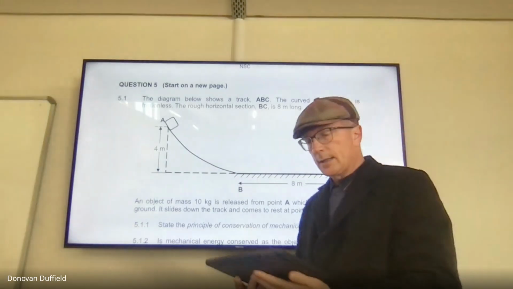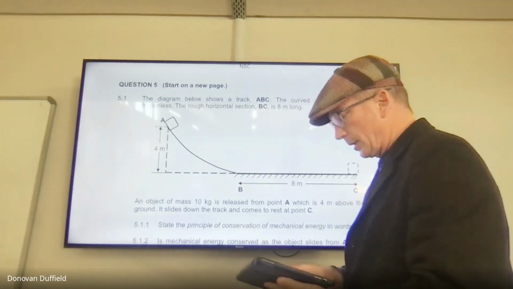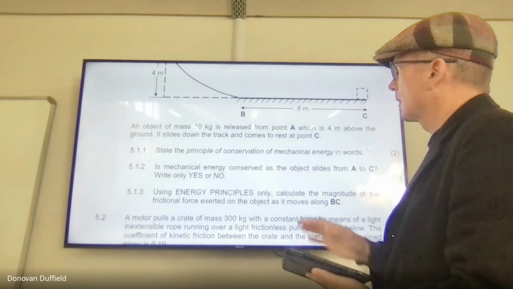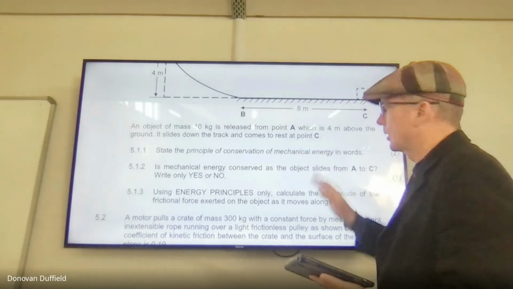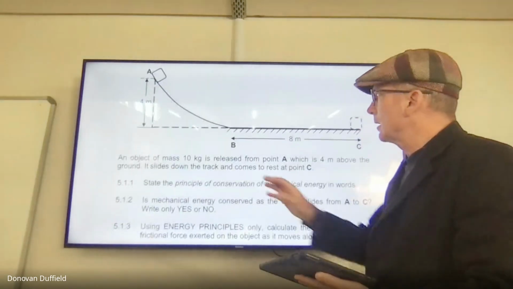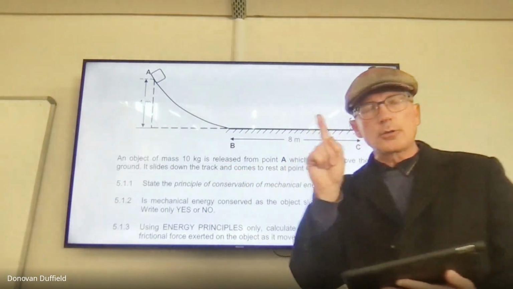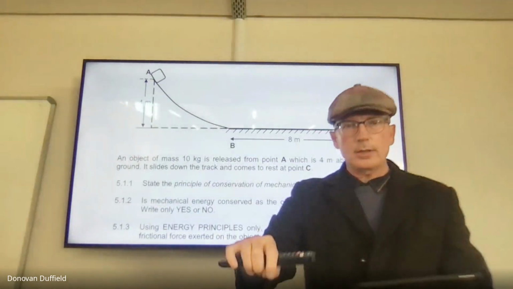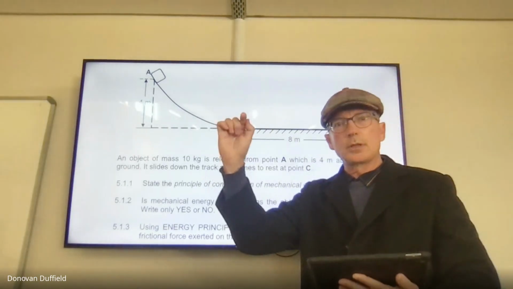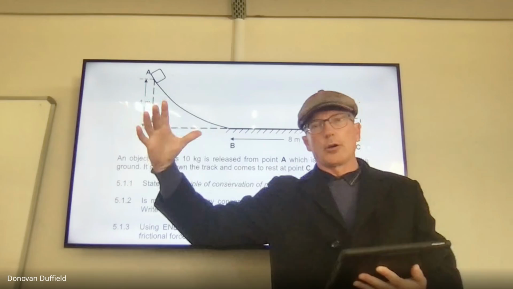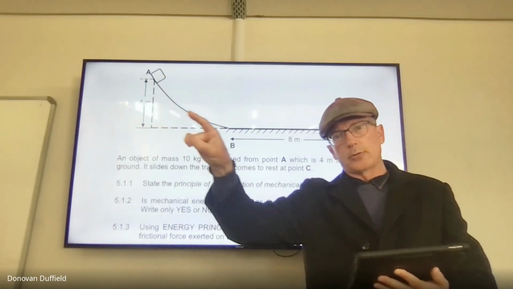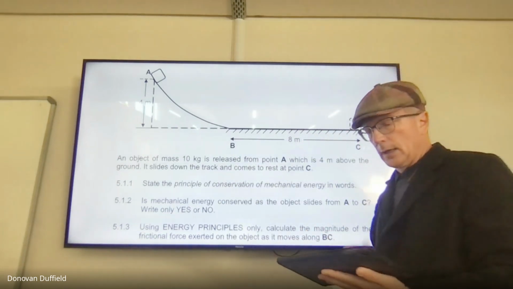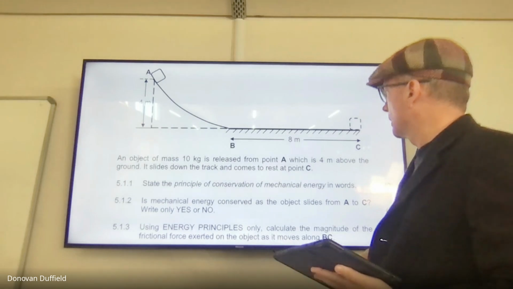So it says an object of mass 10 kilograms is released from point A, which is 4 meters above the ground. It slides down the track and comes to rest at point C. When it says it is released, it means the initial velocity is 0. It's a bit like if I were to drop this, the initial velocity would be 0. Released would mean I let go, and then it goes down the slope. It's not pushed or pulled. So state the principle of conservation of mechanical energy in words.